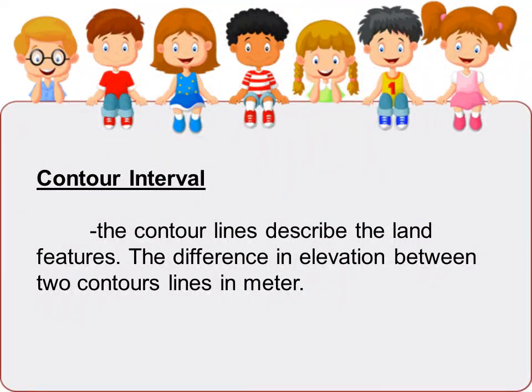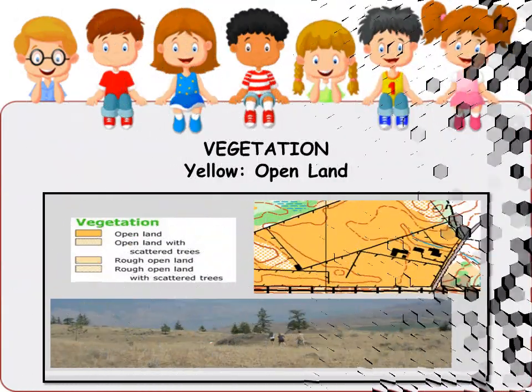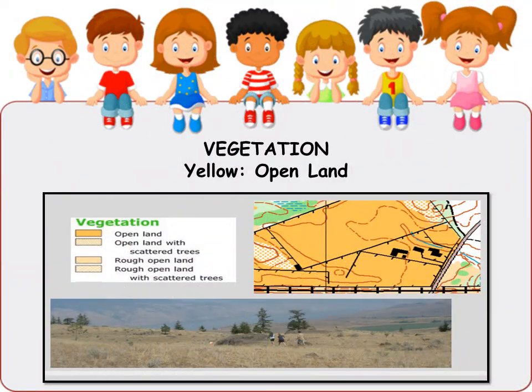Contour interval. The contour lines describe the land features. The contour interval is the difference in elevation between two contour lines in meters. Proceed to vegetation. When we talk about vegetation, it may be very difficult or impossible to run through, or an area of dense vegetation such as trees or undergrowth which is barely passable.